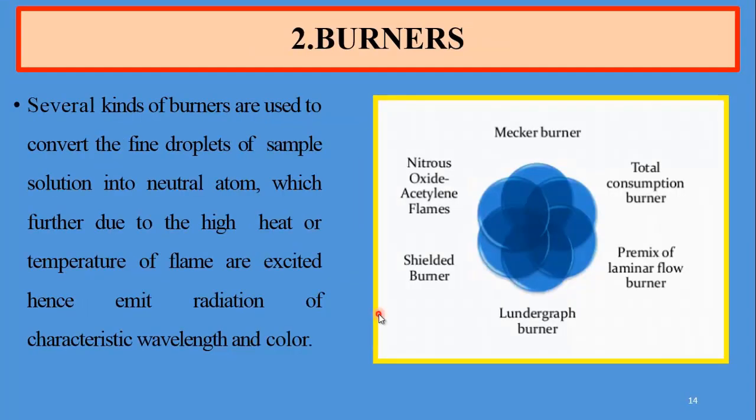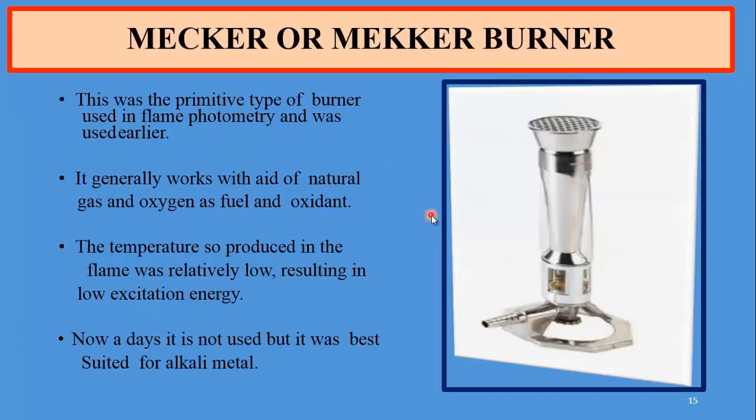The next component is the burner, and different types of burner are used depending upon the nature of the sample and its concentration. Meker burner, total consumption, premix, Lundegardh, shielded, nitrous oxide acetylene. So six different types of burner are used in atomic emission spectroscopy.